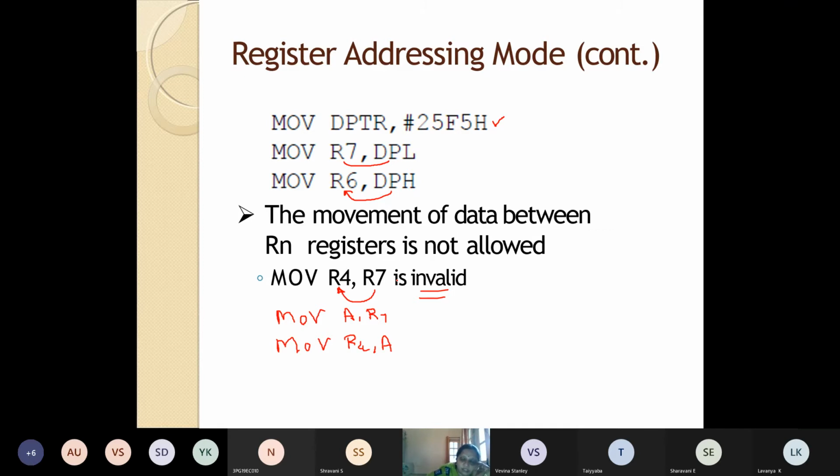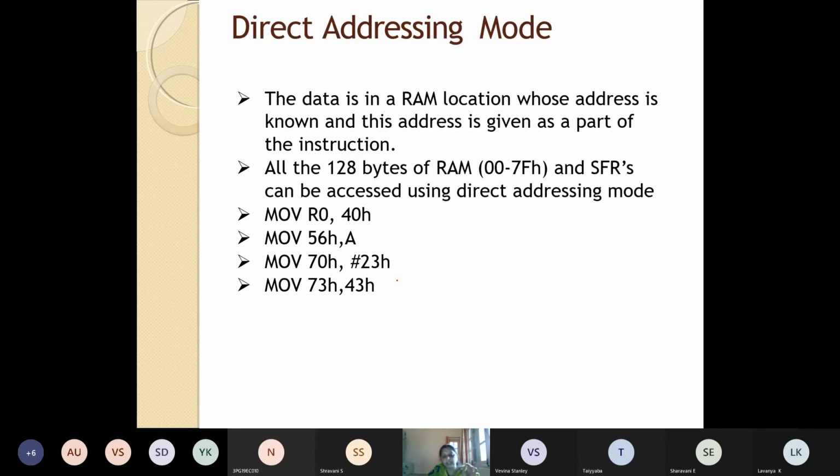Okay, so that is about register addressing mode. Any doubt is there? In immediate addressing mode, the data is directly specified in the instruction, so the data is preceded by the hash symbol. In register addressing mode, the data is there in the registers. Okay, so next is the direct addressing mode.